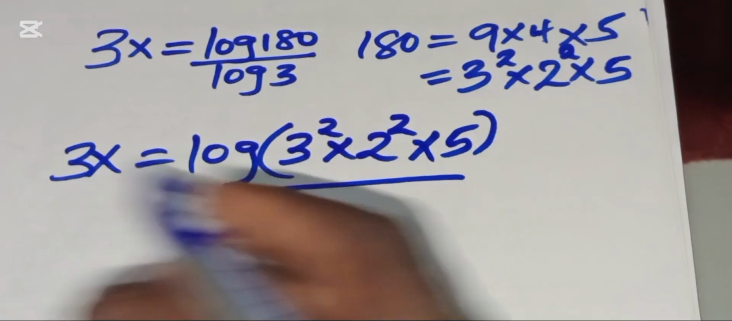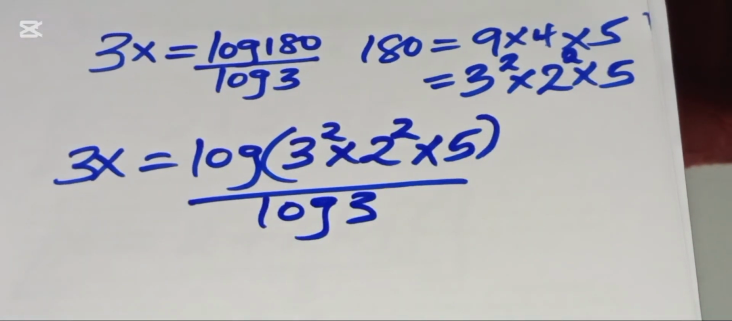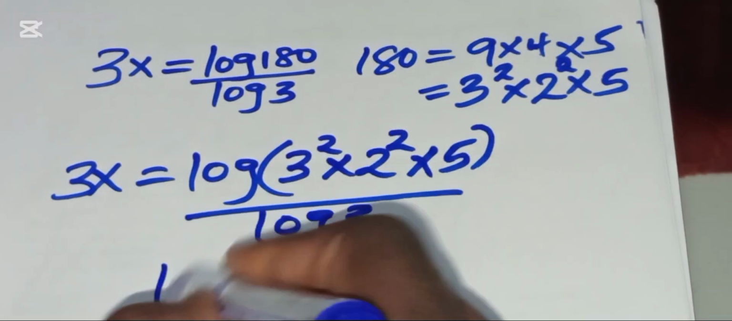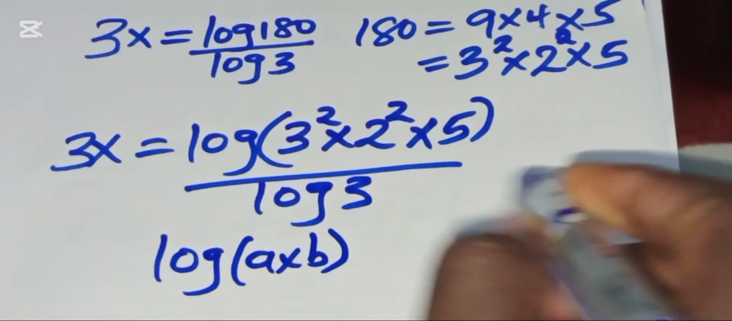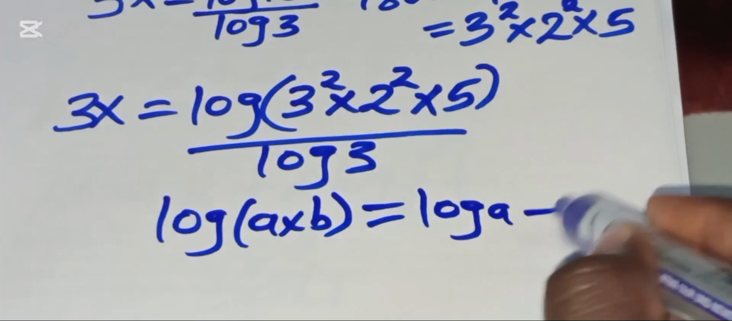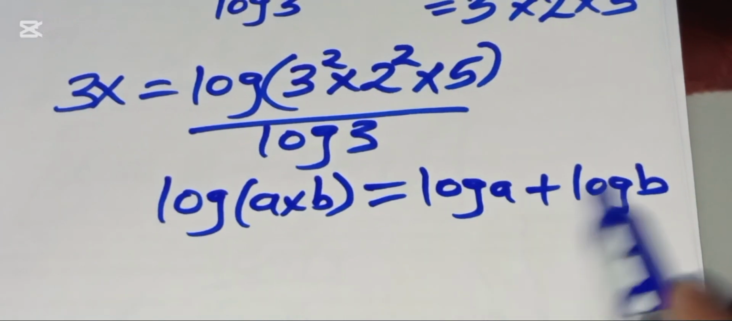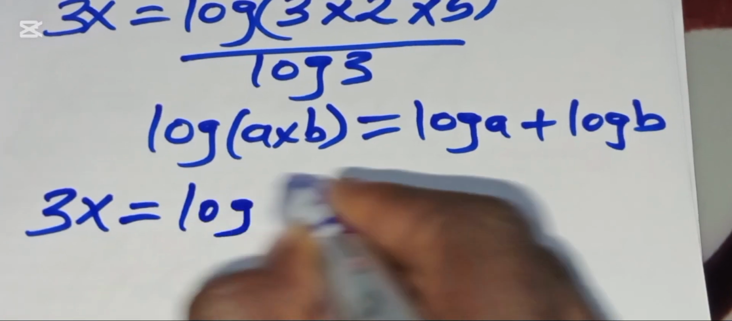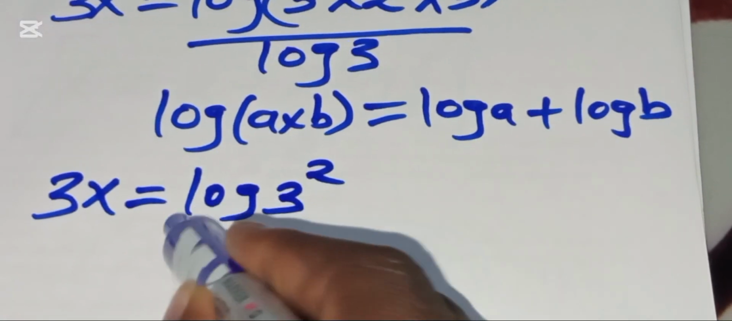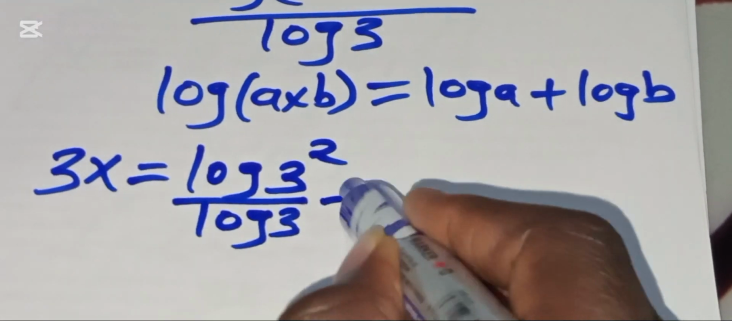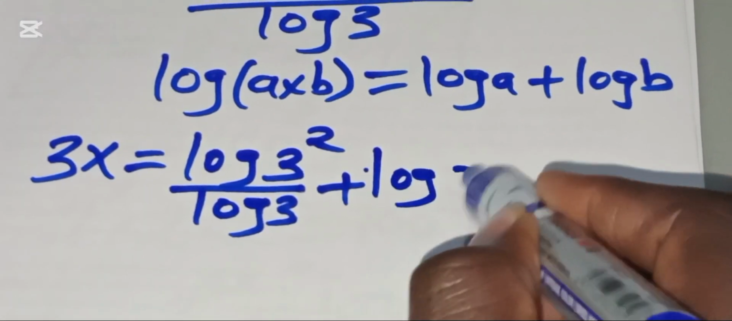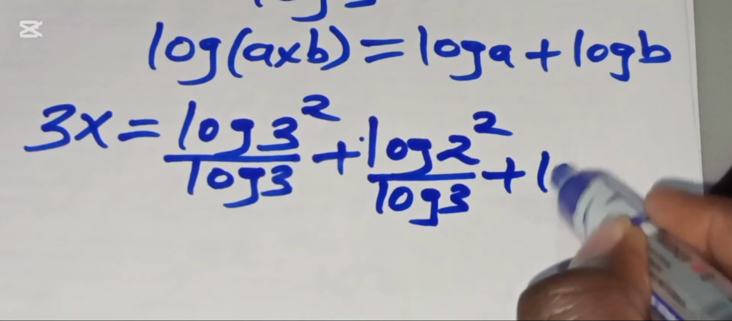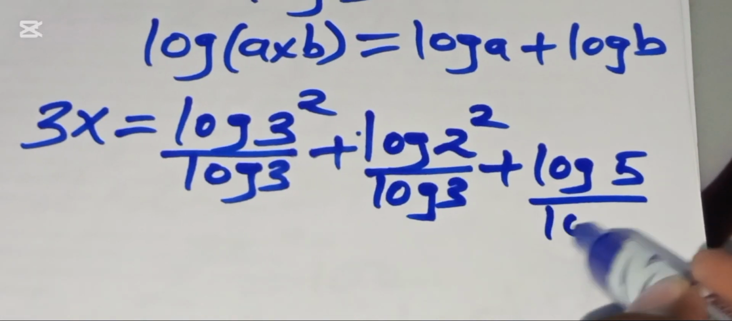As you can see, log of 3 squared times 2 squared times 5 is in the form of log a multiplied by b, which you can express as log a plus log b. Let's apply this logarithm property so that we'll have 3x equal to log 3 squared divided by log 3, plus log 2 squared divided by log 3, plus log 5 divided by log 3.